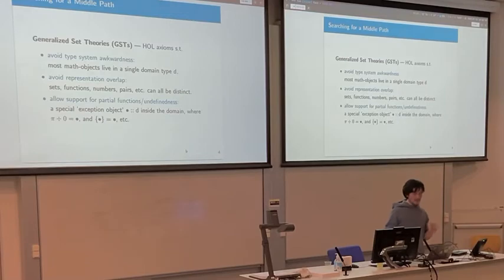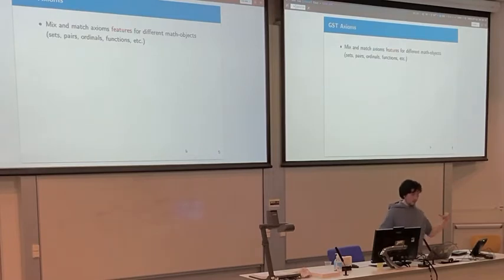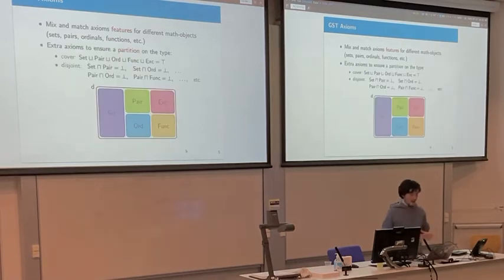And also, they allow support for partial functions and undefinedness by having a special exception object, boom, which lives inside the domain, which you can use for undefined results like dividing by 0 and stuff like that. And also boom can't be inside any set or any pair and things like that. So we do this by mixing and matching what we call features for different kinds of math objects: sets, pairs, ordinals, functions. And we also have extra axioms that ensure a partition on the domain, so that's how you have everything distinct.